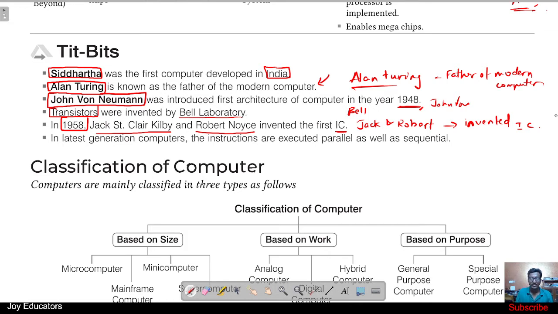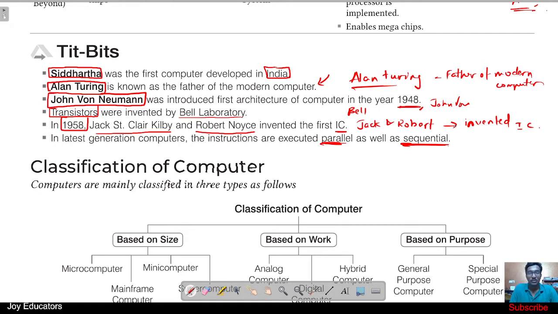Integrated circuit. Yes. In the latest generation computers, the instructions are executed in parallel as well as sequentially, that means parallel as well as in series. I hope these are the few bits they ask most of the time.